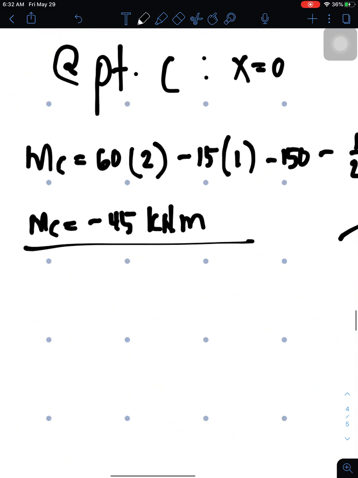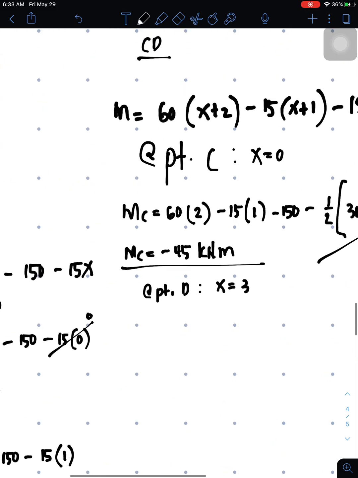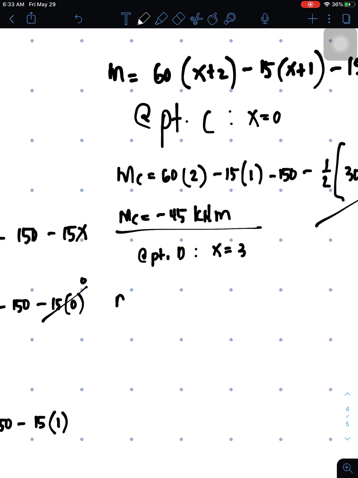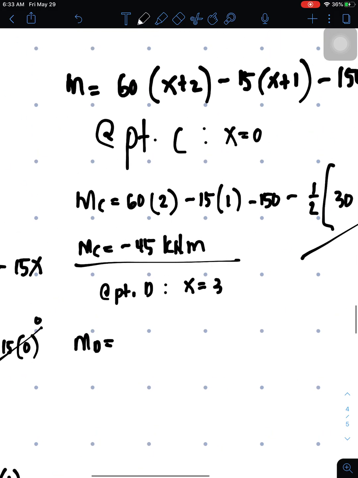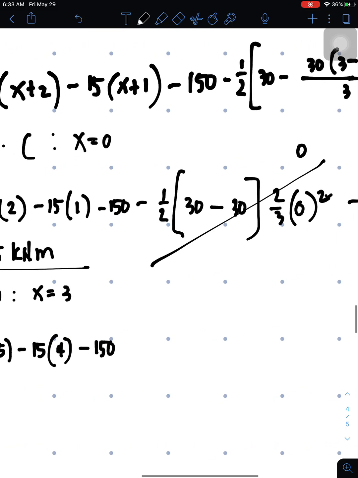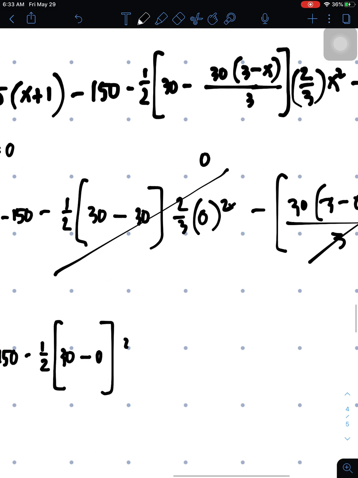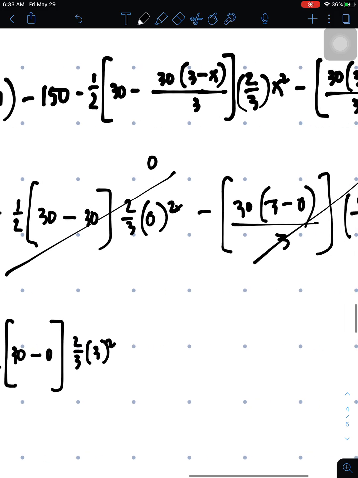Okay, next, we are now at point D. X now is the distance between C to D, and that's 3 meters. You have MD equal to, so that's 60 times 3 plus 2, that's 5, minus 15 times 3 plus 1, that's 4, minus 150 minus 1/2 of 30, then minus 0 times 2/3 of 3 square.